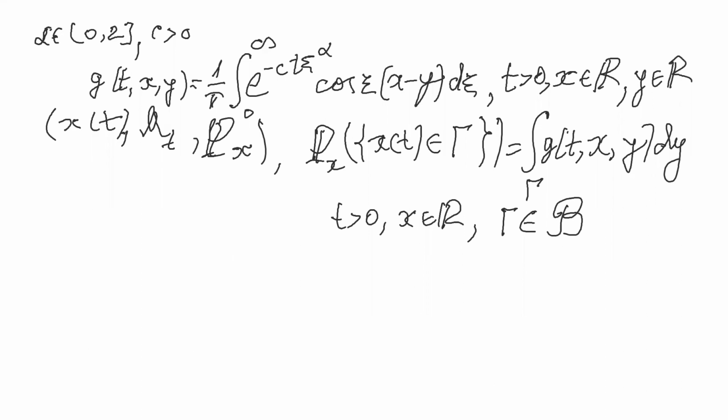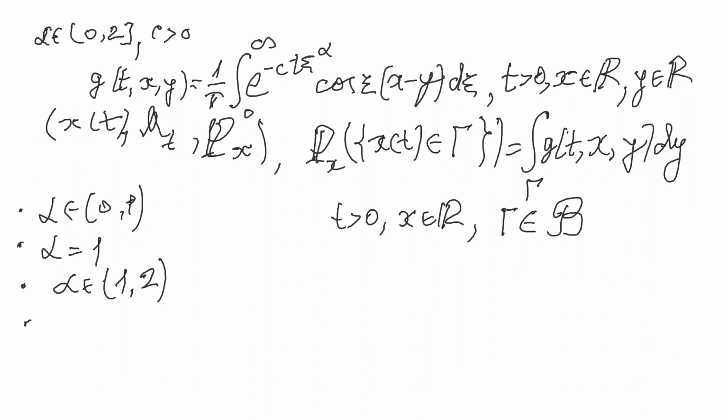Moreover, this Markov process can be treated as a standard Markov process. There are 4 cases that are distinguished in this theory. Alpha, the first one, alpha is a number between 0 and 1, alpha equals 1, alpha between 1 and 2, and alpha equals 2.